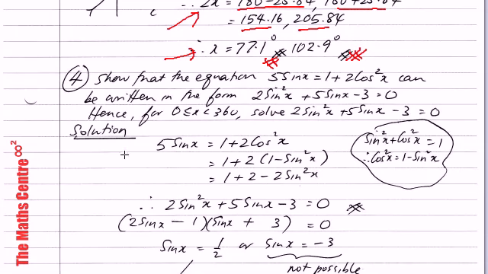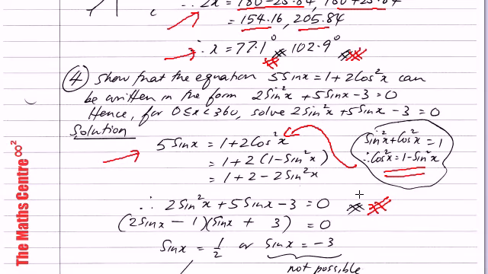Okay, we start with the question. 5 sin x equals 1 plus 2 cos squared x, and we know that sin squared x plus cos squared x equals 1. Therefore cos squared x equals 1 minus sin squared x. You take this and plug into here, replacing cos squared x with 1 minus sin squared x. When you clean this up, you'll get 1 plus 2 minus 2 sin squared x on the right, and move everything to the left. You'll get 2 sin squared x plus 5 sin x minus 3 equals 0, and we are done.